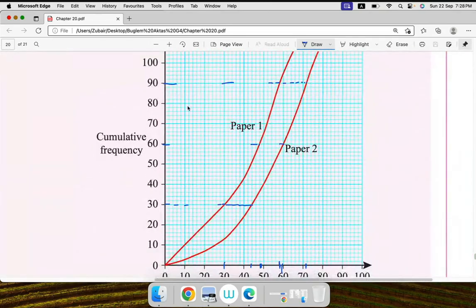So 72, and it's 52. 52, and the other one, I think that's the third box, 66. 66.